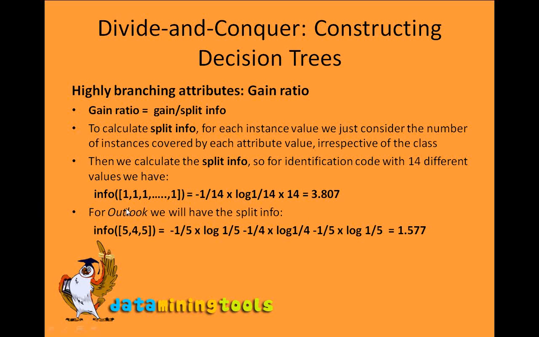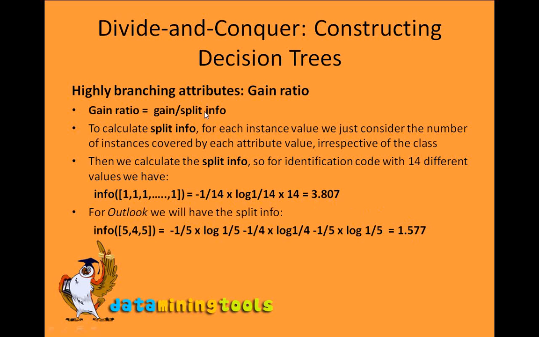For the outlook attribute which we considered, the information is 5, 4, 5, since if you remember, for the first branch we have 5 instances, for the second we had 4, and then for the third one we had 5. So for the outlook attribute, we have a split info of 1.577. As you can see, as the number of branches increases, the split info increases.